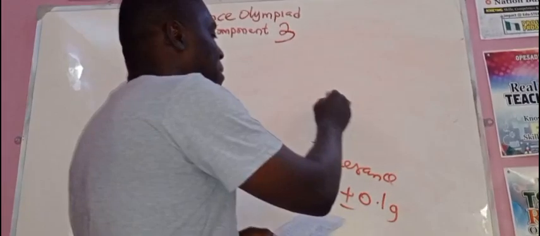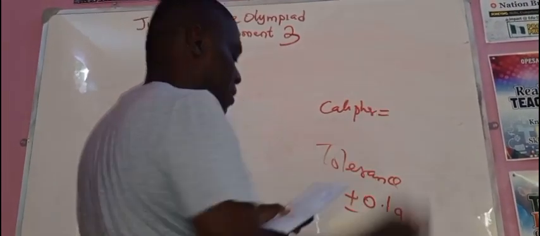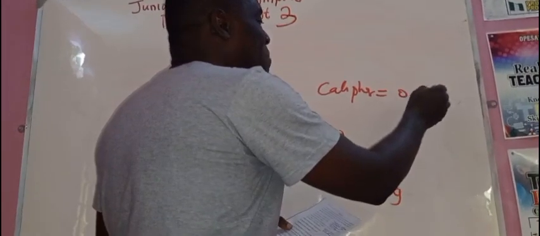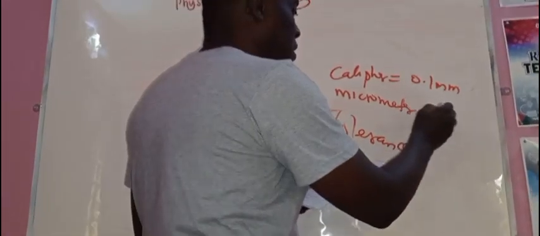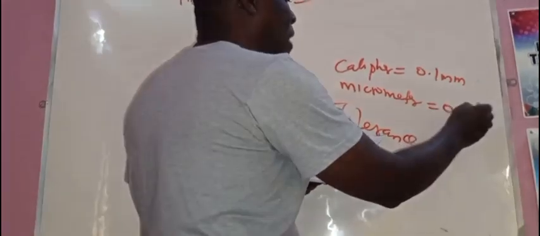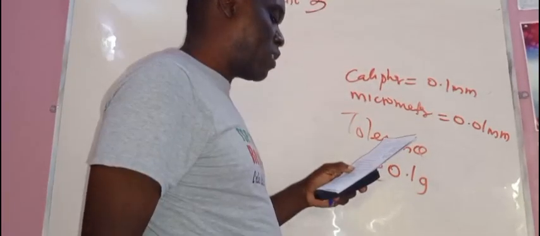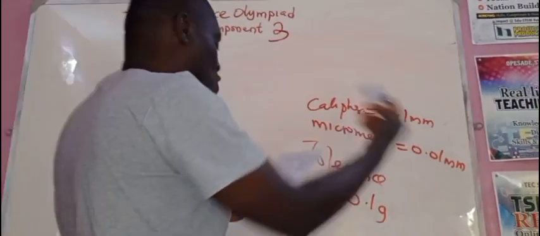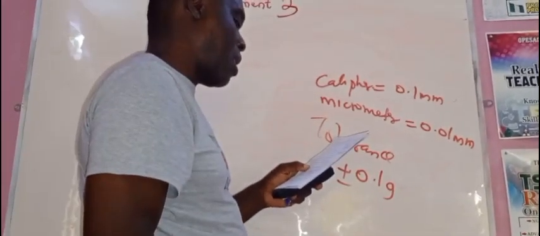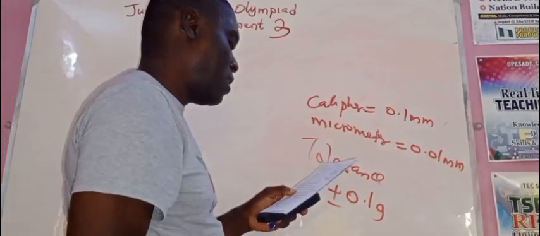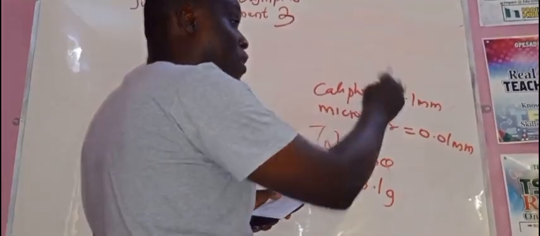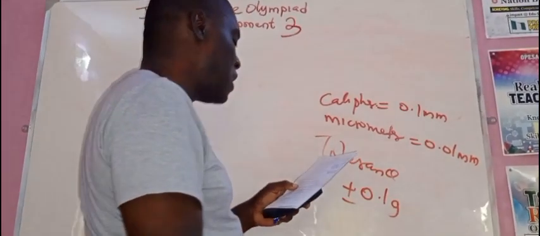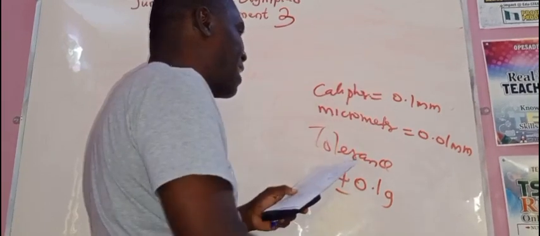Now for other instruments: for a caliper, it is 0.1 millimeter. For the micrometer screw gauge, another instrument, the accuracy is 0.01 millimeter. Please take note of that. This caliper is used to measure length, thickness, distance, and depth of an object. The micrometer screw gauge is also used to measure diameter and thickness.